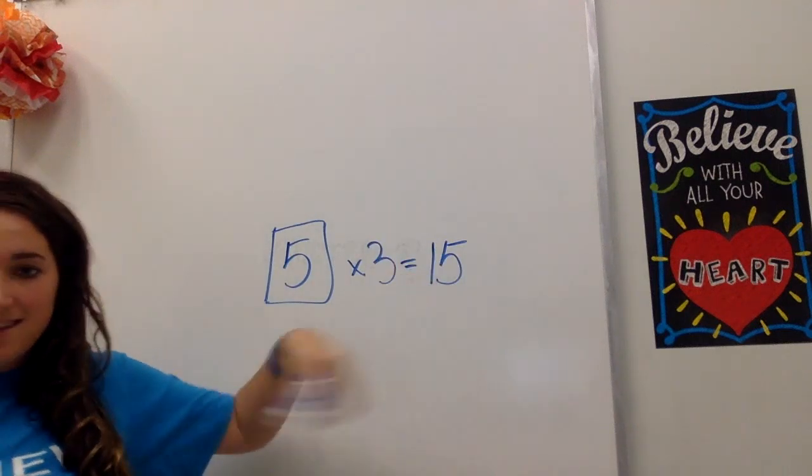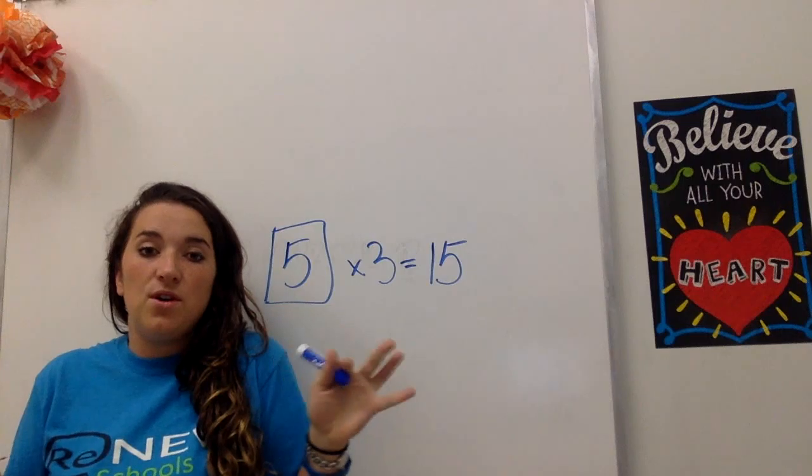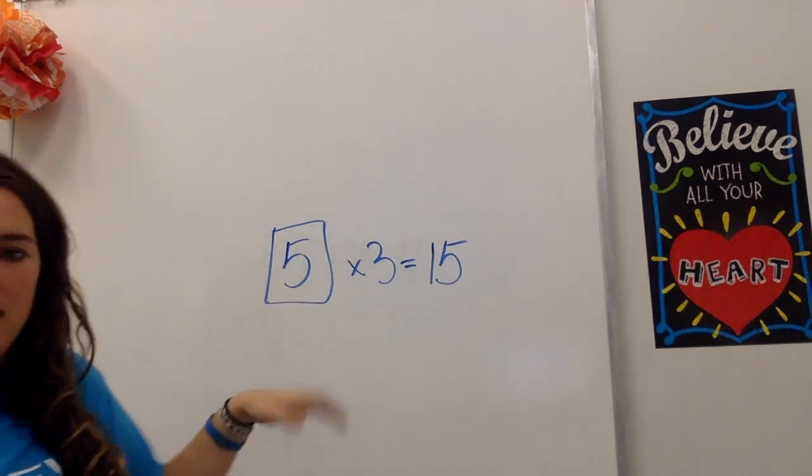But now she's stuck. Does she like 15? No. So she wants to get back to 5. She wants to undo what she just did. So how can she get back to having 5?